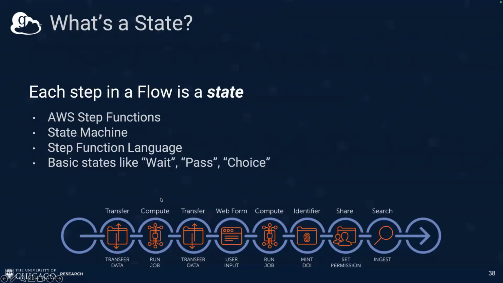A little bit of terminology. Every one of these little bubbles here in the diagram is a state. So when you think of steps in the flow, we actually call them states. Most states are, I'm getting a little bit ahead of myself, but a lot of them, like transfer, compute, all these sorts of things, those are actions. Those are things that actually happen. The flow reaches out and does something with the Globus service. We call those actions. But there are other states like wait, pass, or choice.